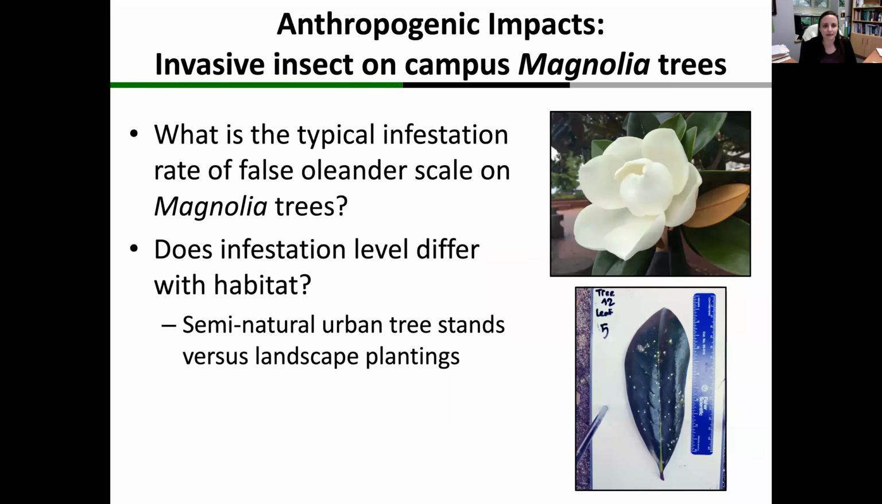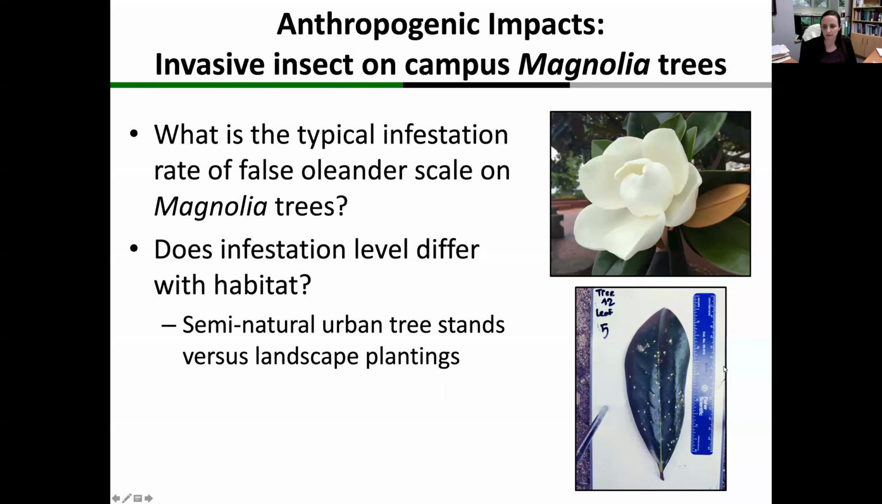Lastly here, on campus, we've been looking at an invasive species of insect that impacts magnolia trees. So on this leaf on the bottom, all these little white dots, that is the invasive species false oleander scale. And it's a type of insect that is a phloem feeder. It feeds on the sugars that are inside the veins that the plants have produced.